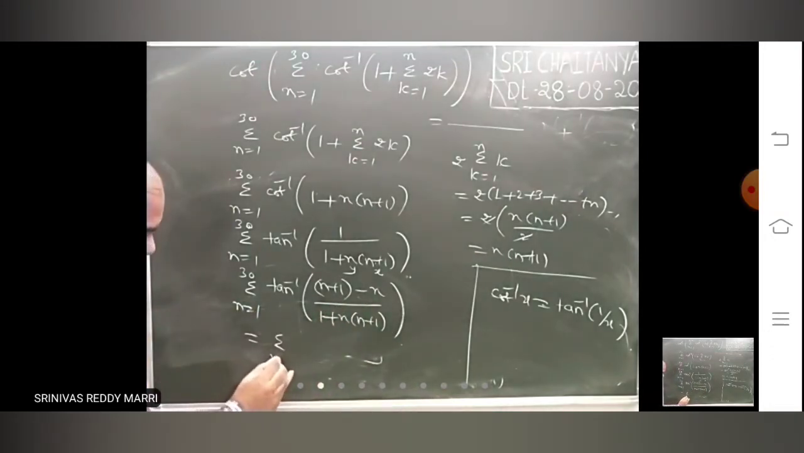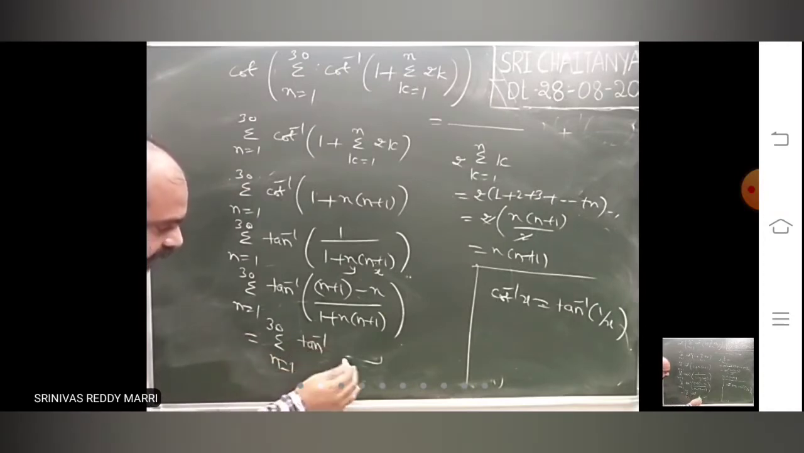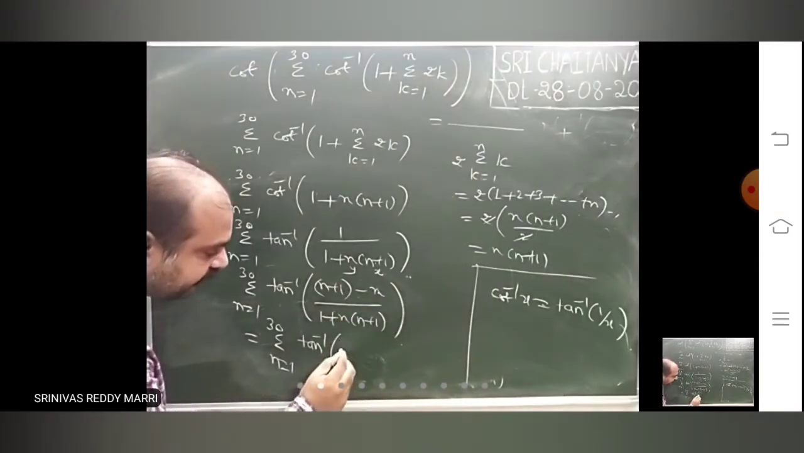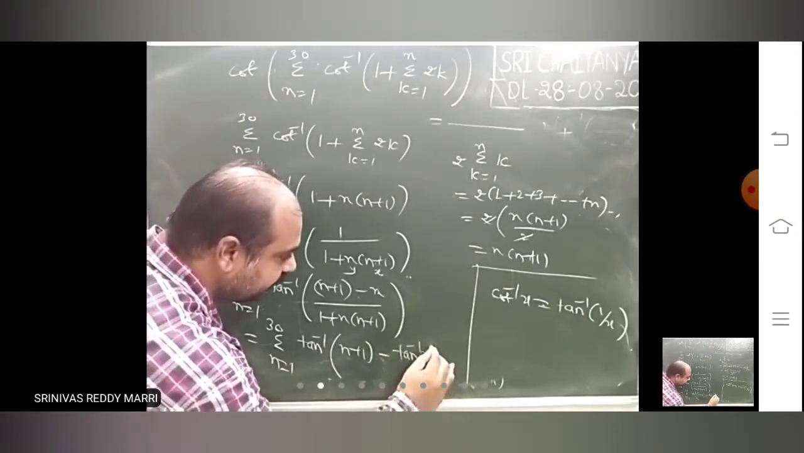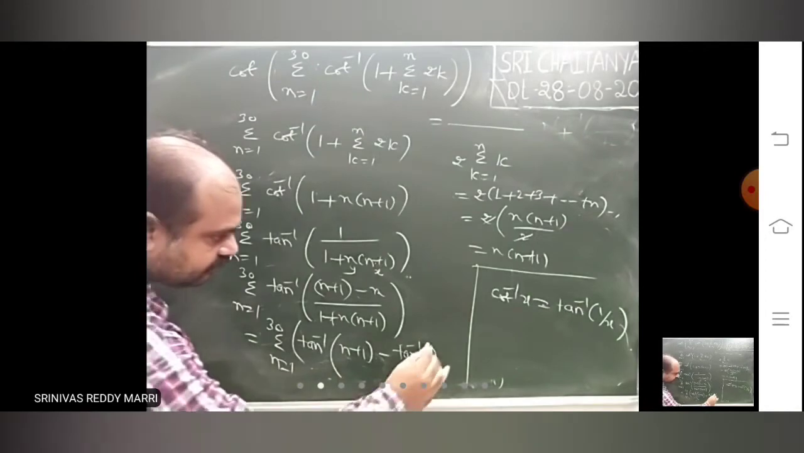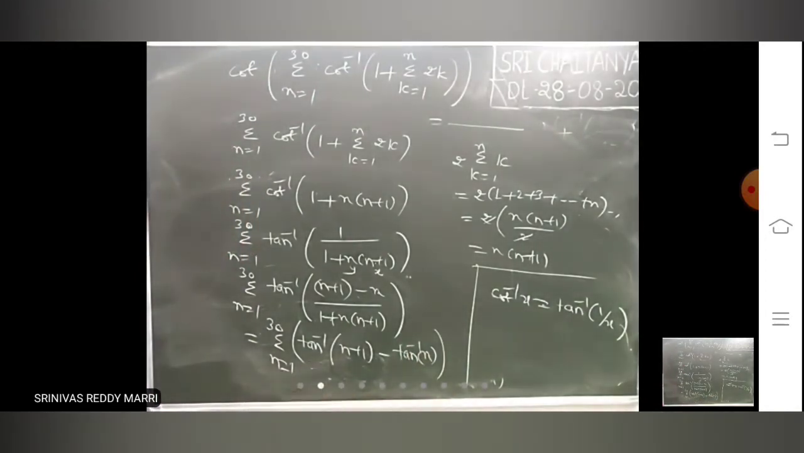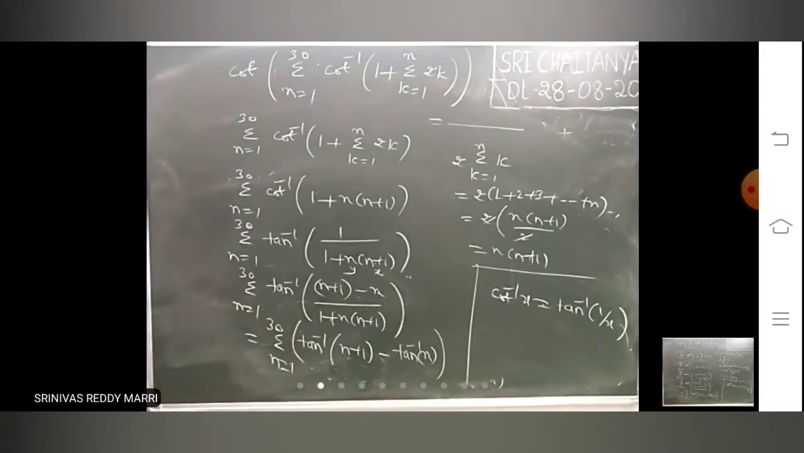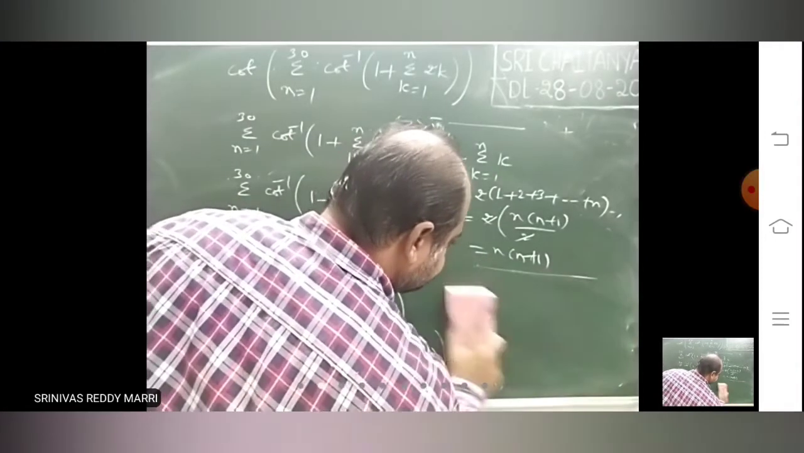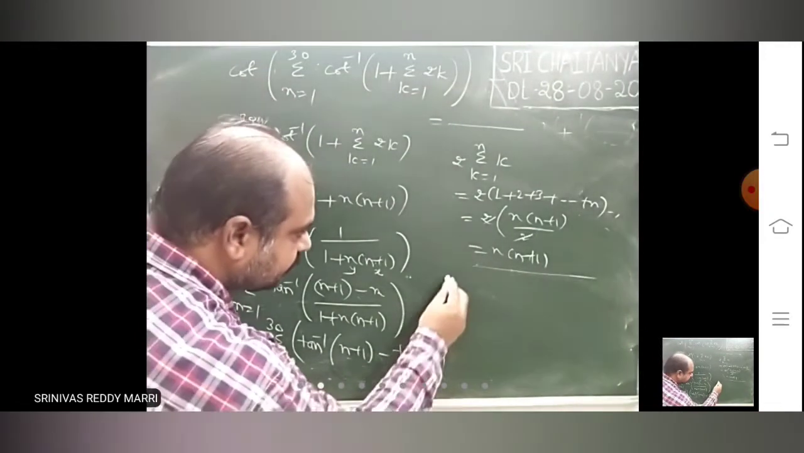So therefore sigma n equal to 1 to 30 of tan inverse of x minus y divided by 1 plus xy. This is tan inverse of n plus 1 minus tan inverse of n. Now I am expanding the sigma.